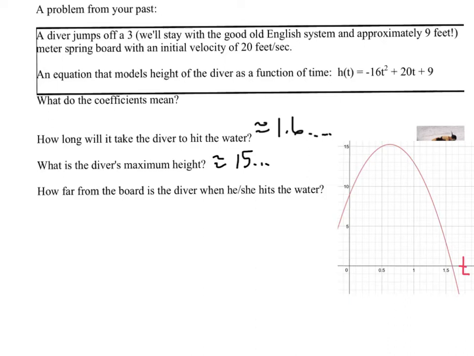We have been given a vertical component here: height. We know how far off the water the diver is, but we have no idea of the horizontal component, how far from the board the diver is. A lot of people mistakenly look at this graph and think that this is the diver's path. It's not. It is just a model of height. So now the question is, how can we model the path?